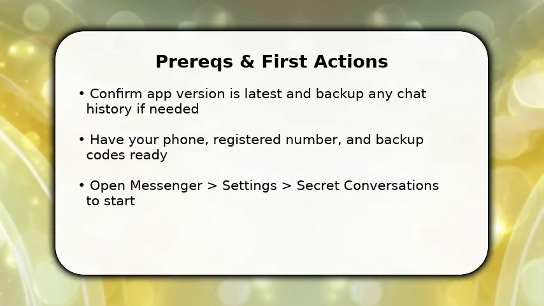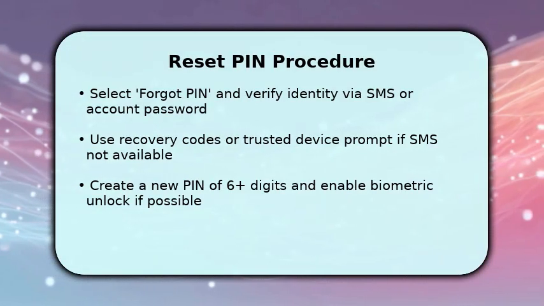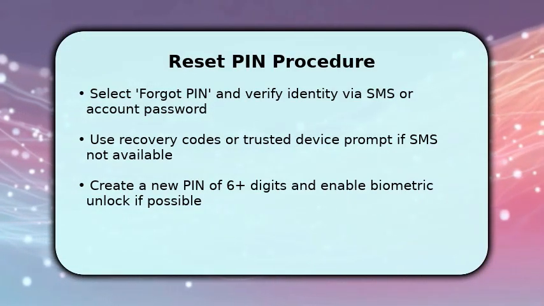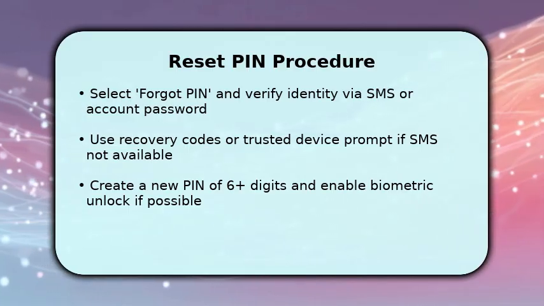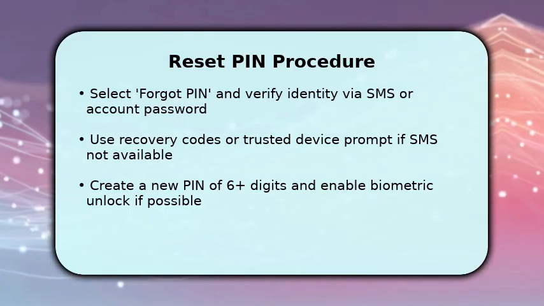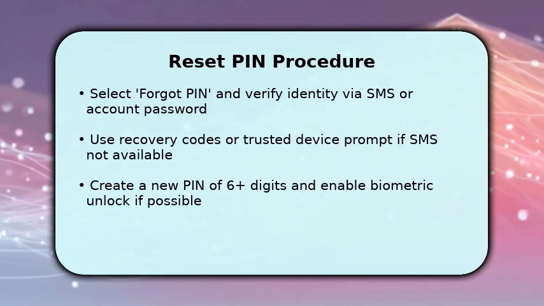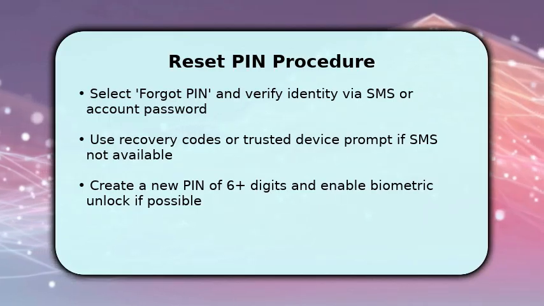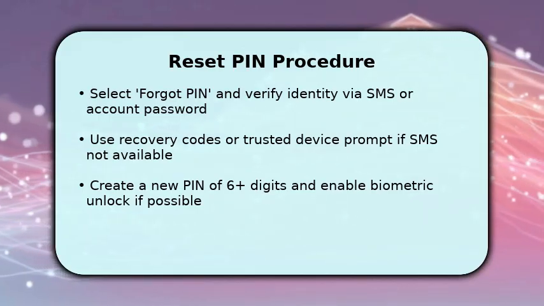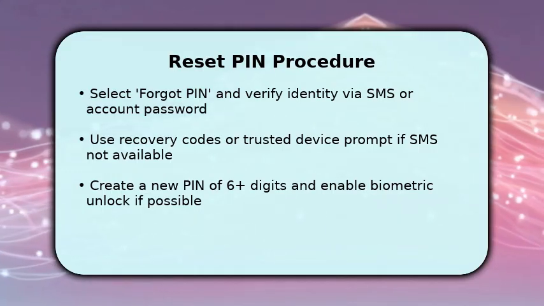You will now perform the reset. Tap Forgot PIN and follow identity verification, typically an SMS code or your account password. This proves ownership. If SMS isn't an option, choose recovery codes or a trusted device prompt and make sure to complete any two-step checks. Once verified, enter a new PIN of at least 6 digits and enable biometric unlock if offered, because that balances security and speed.